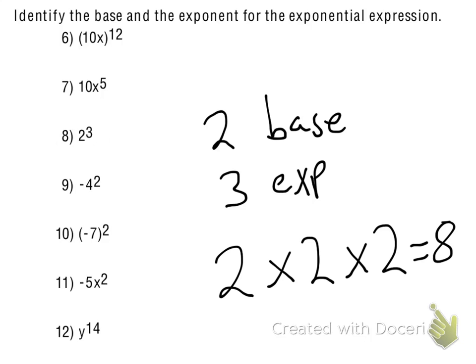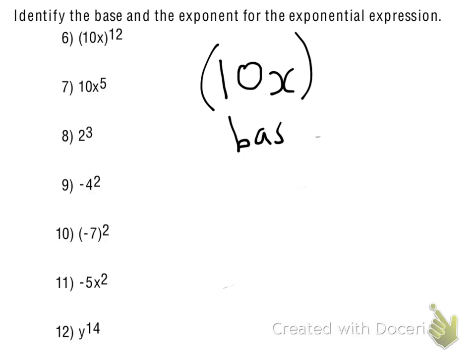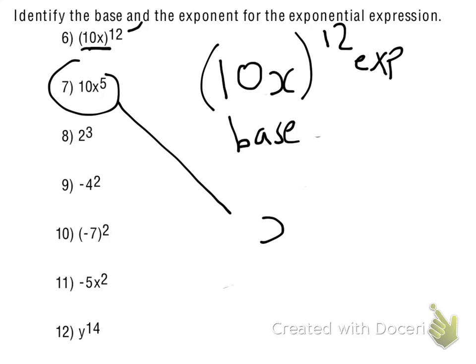Right, let's have a look at some bit more complicated ones. If you look at question 6, it looks very similar to question 7, but in question 6, the 10x, because it's in parentheses, the whole of the 10x is the base, all right? The 12 is still the exponent. So there we go, that's the base, there's the exponent. But question 7, it's just the x that's the base, then the 12 is the exponent.